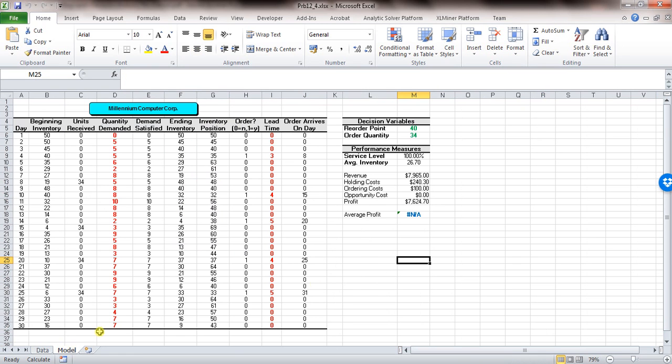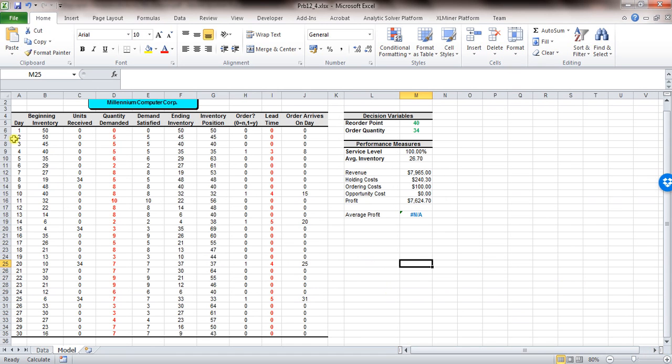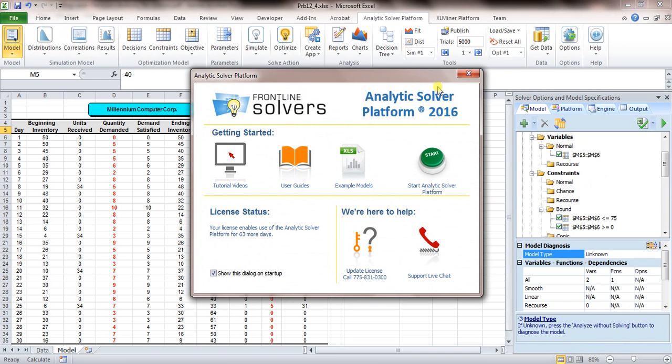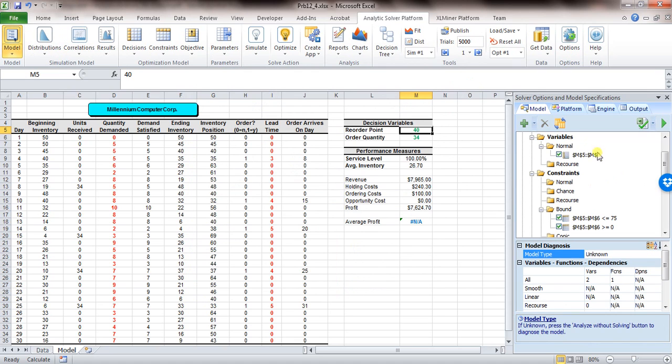If we look into the model, this is a complete simulation for a whole month. The beginning inventory provided to us is 50, and these two cells are our decision variable cells. The variable cells are M5 and M6, so we can delete this for the time being.